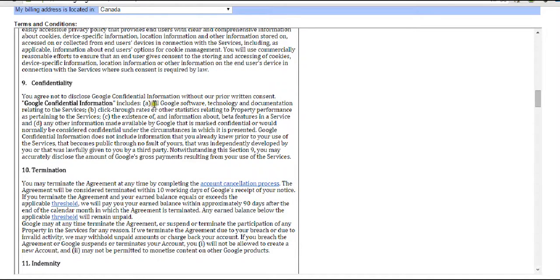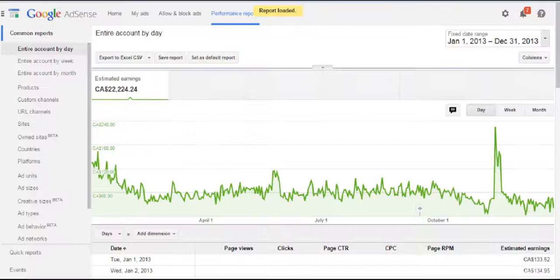Confidentiality. This basically means that you can't publish information about your AdSense account that they consider confidential. An example of that is your click-through rate or other statistics related to property performance. You can disclose the amount of gross payments, so you can disclose the amount of money, but not how it was arrived at. So let me show you here.